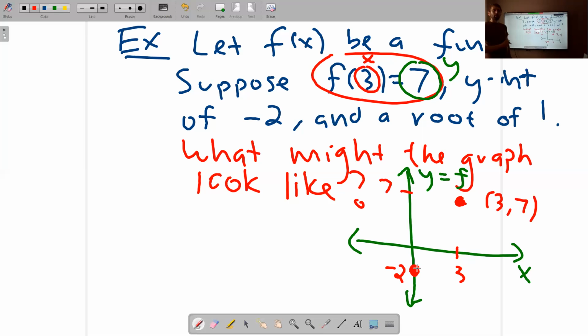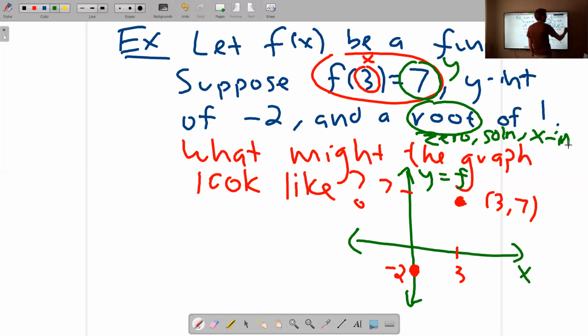Well, a root, we have lots of names for this thing. You can also consider this a 0 or a solution. Let's abbreviate that. But the one that we're really interested in here is another name for a root, an x-intercept. I'll abbreviate that too. And so an x-intercept is where it intersects the x-axis. It's going to be right here at 1. So now we have 3 points on our graph.